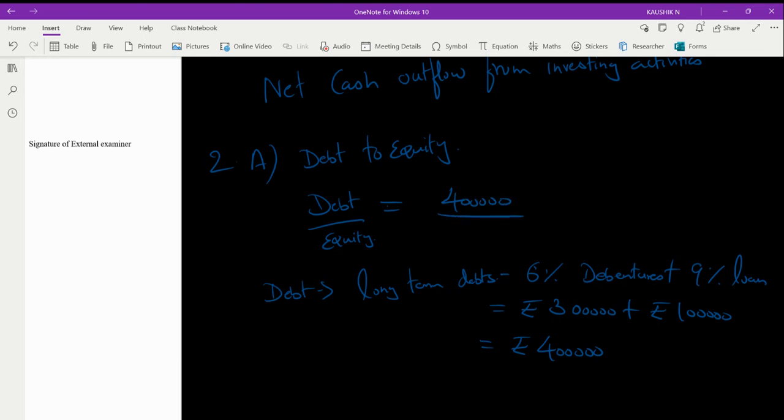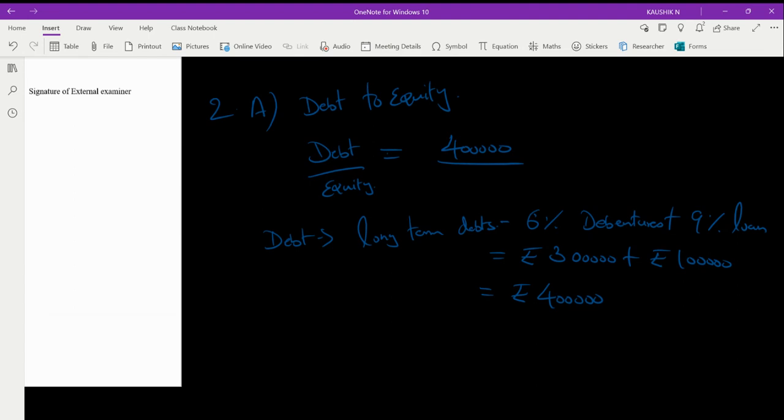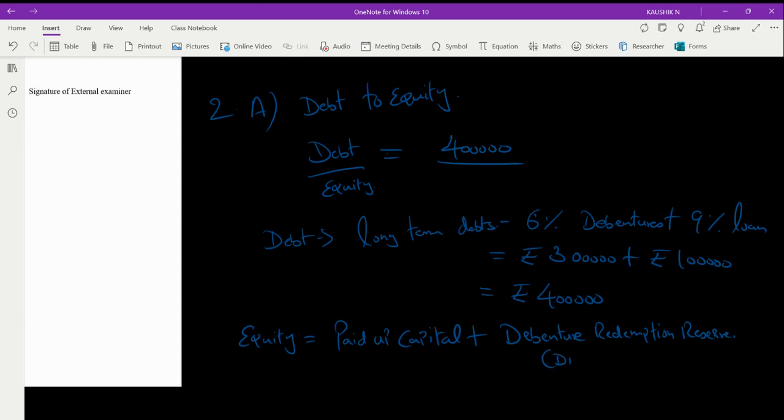Coming up to the denominator, which is nothing but your equity, your shareholder funds. So equity is nothing but your paid up capital. There is something called a paid up capital, that value plus the amount of debenture redemption reserve. This shortly we call DRR.